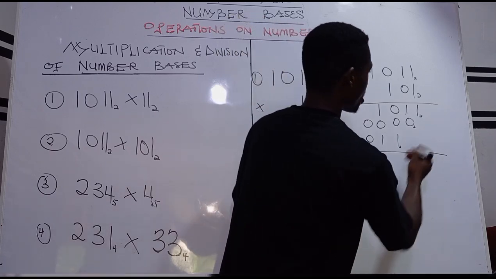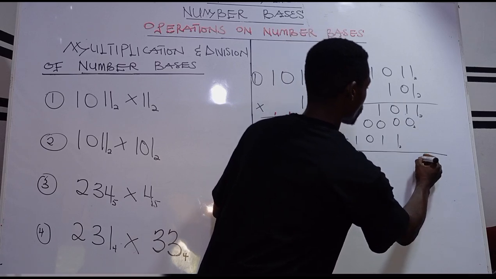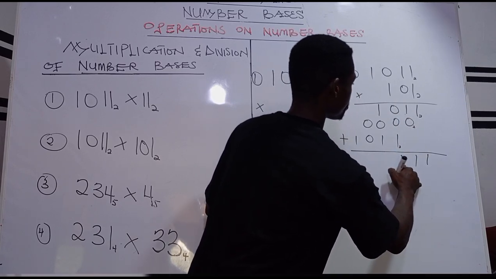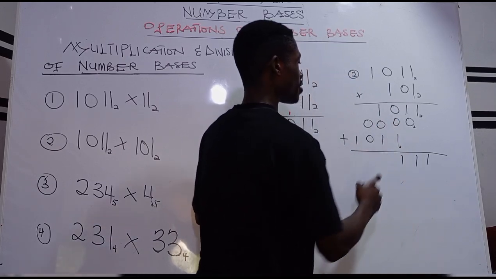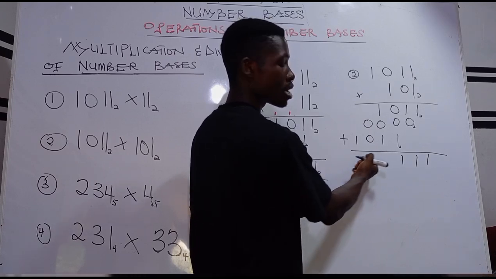Good. So we have 1 plus nothing will give us 1. 1 plus 0 will give us 1. 0 plus 0 plus 1 will give us 1. 1 plus 0 plus 1 will give us 2. We are working in base 2, right? And we can't have 2 here.